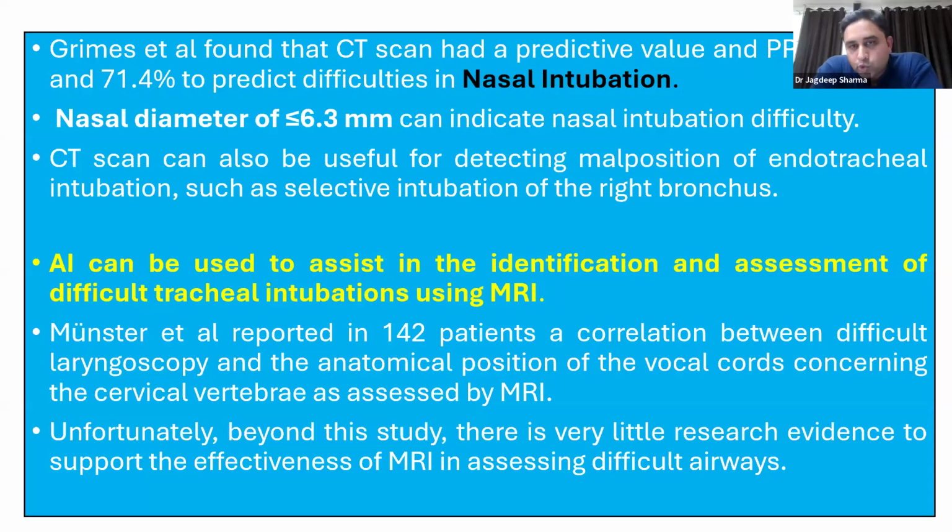MRI: AI can be used to assist in identification and assessment of difficult tracheal intubations using MRI. There is one study done by Munster et al. And he reported in 142 patients the correlation between difficult laryngoscopy and anatomical position of the vocal cords with respect to the cervical vertebrae as assessed by MRI.